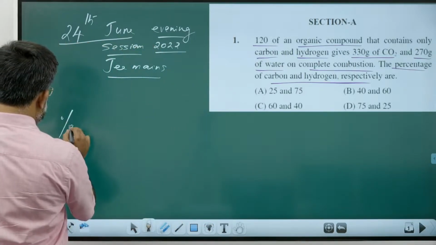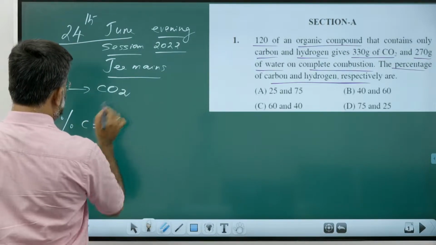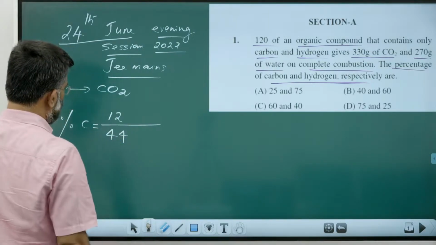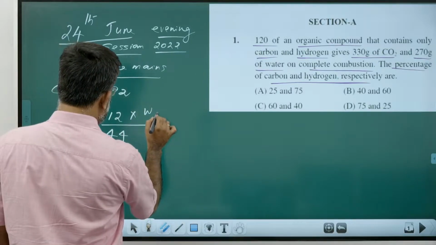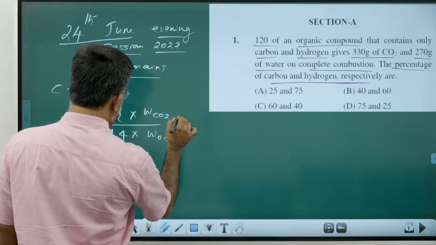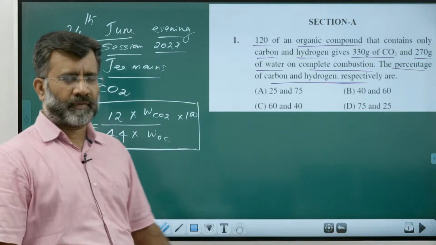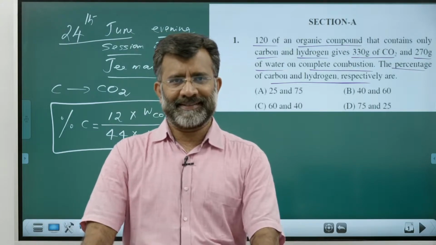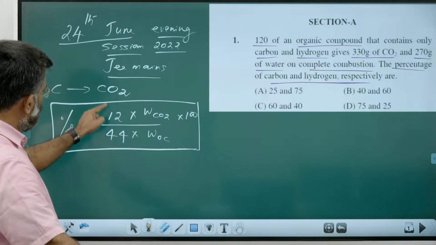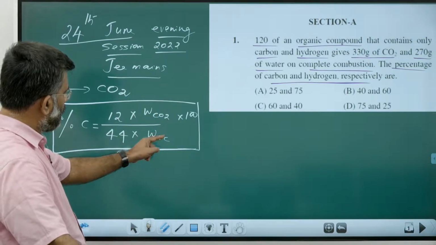Percentage of carbon is equal to, see, carbon is estimated as carbon dioxide. So it is 12, the weight of carbon, divided by 44, the molar mass of carbon dioxide, into the weight of carbon dioxide obtained in the experiment, divided by the weight of organic compound, into 100. You know the formula. This is the formula for finding the percentage of carbon, because carbon is estimated as carbon dioxide.